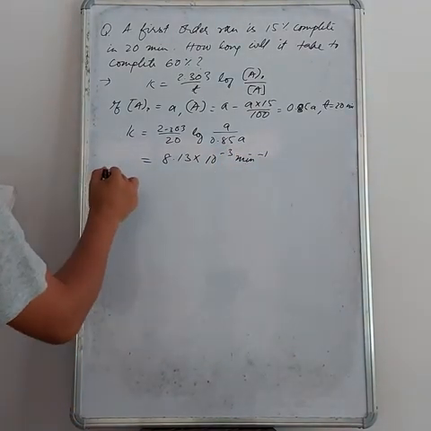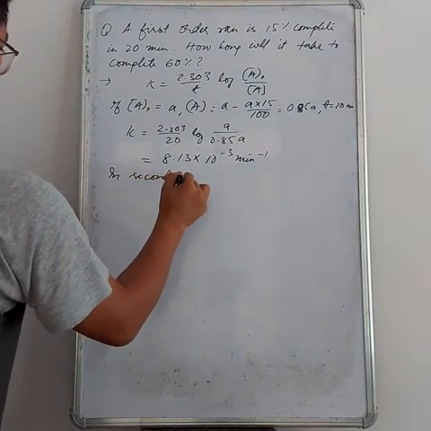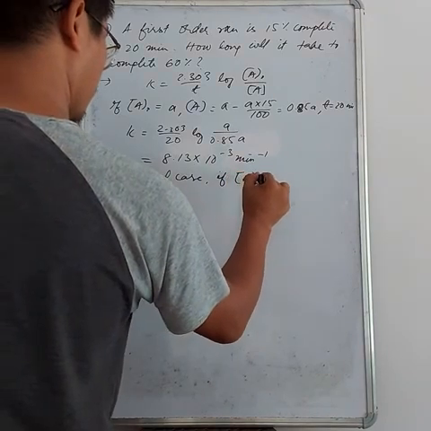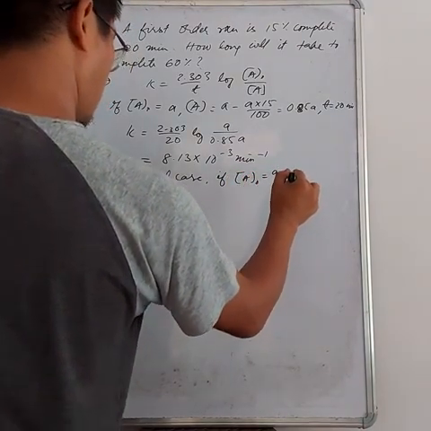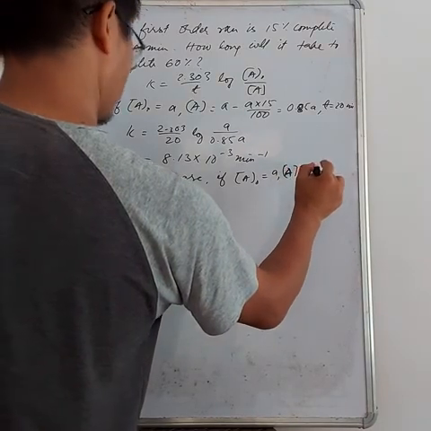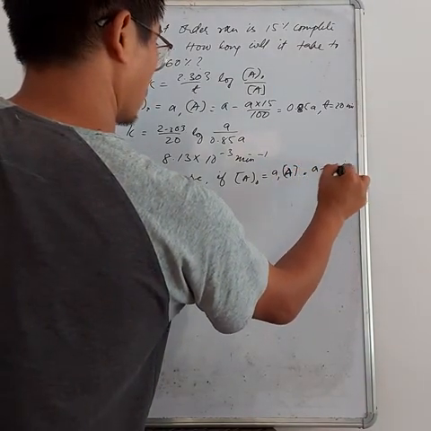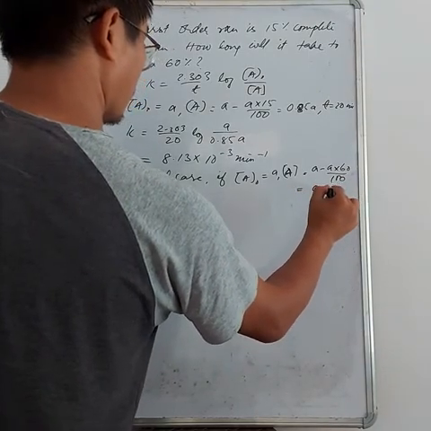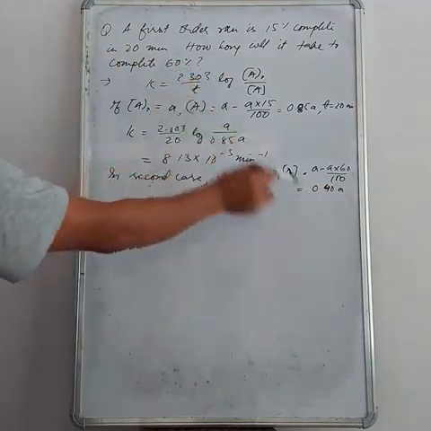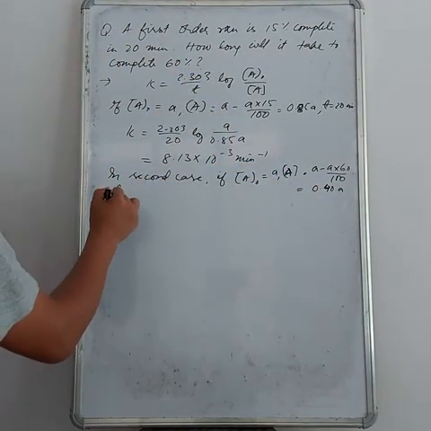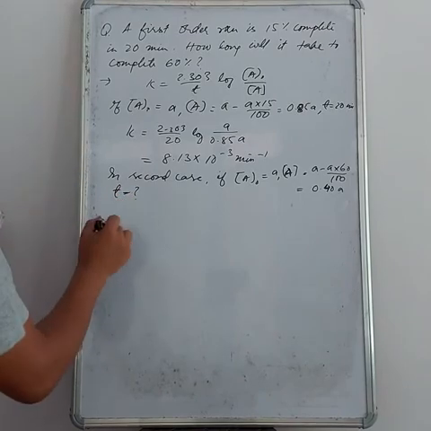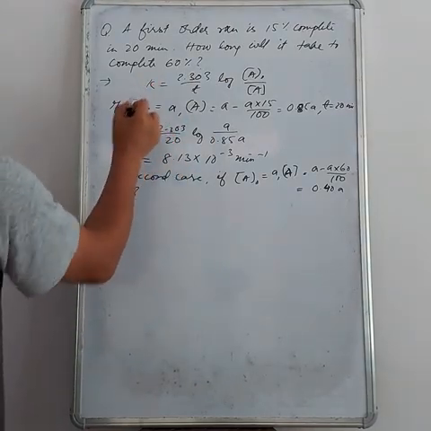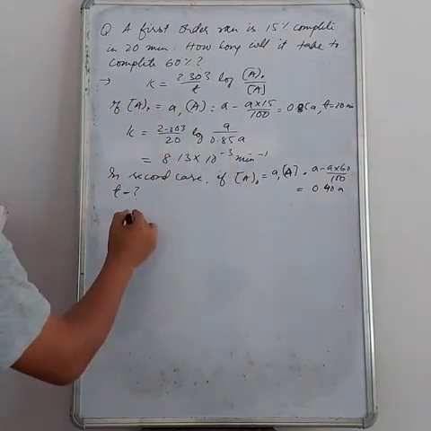And in the second case, if A naught is equal to A and the final concentration is equal to A minus A into 60 over 100, this is nothing but 0.40 of A, for 60% completion. Now, time we don't know. So we'll plug in the values in this equation, because we know the rate constant is this much.